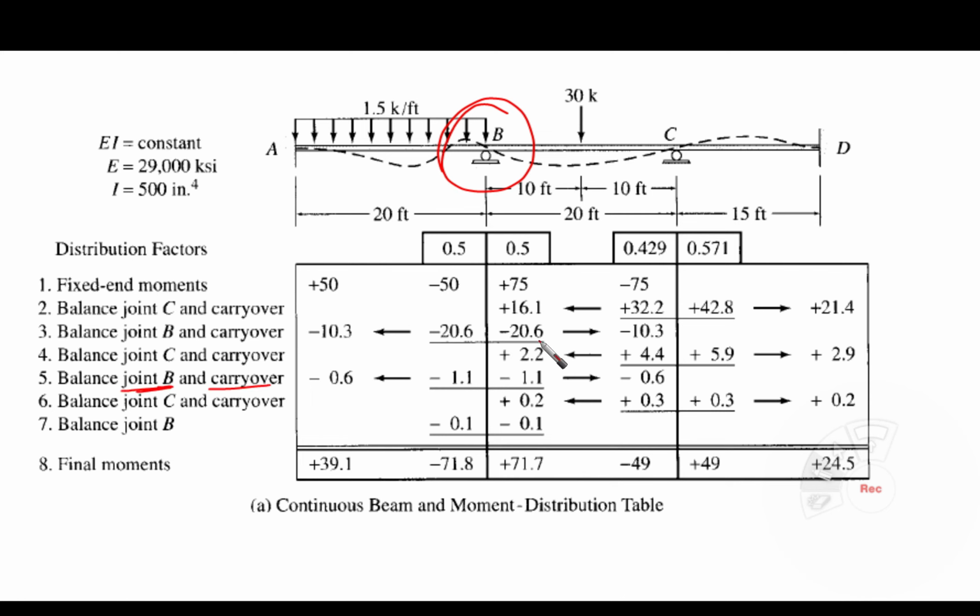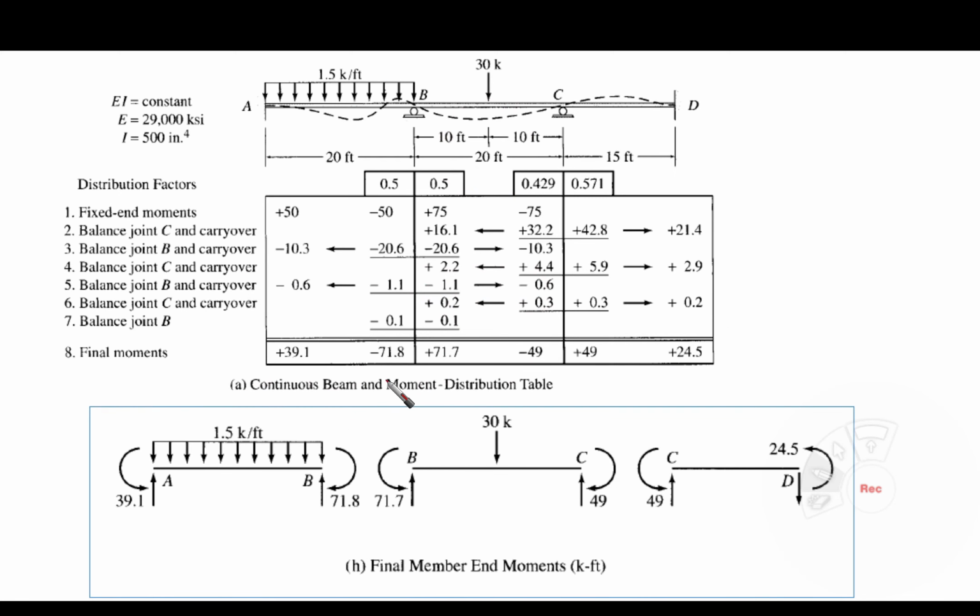So the remaining here is 2.2. As I said, do not worry about all of this, it is 0. We just carry this part. We balance this part, so half of it here with the opposite sign, and then carry over half here, as the far end is fixed. You are going to repeat it over and over again, and you are going to find that your table ends up with something like this.